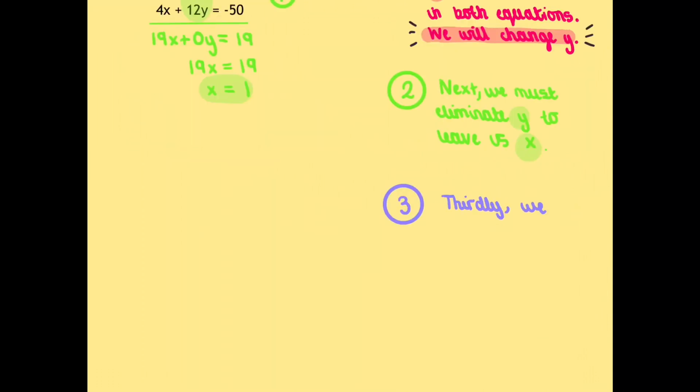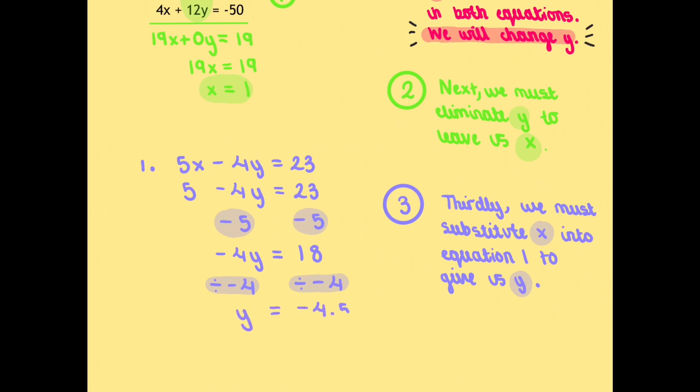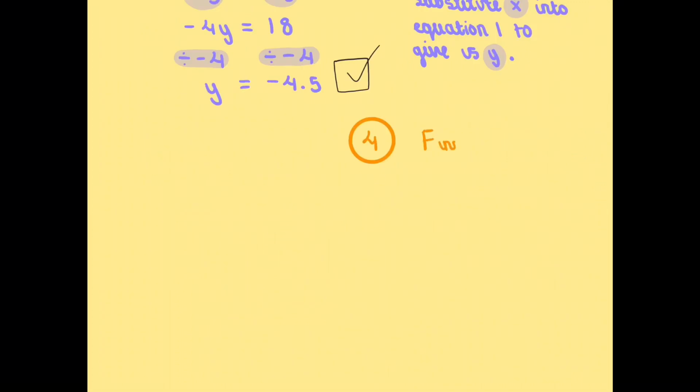Thirdly, we must substitute x into equation 1 to give us y. X equals 1, so 5 times 1 is 5. 5 minus 4y equals 23. Minus 5 on both sides because left-hand side equals right-hand side. Minus 4y equals 18, and you divide each of them by minus 4 to give the value of y, which is minus 4.5. So now you have both the values of x and y. X equals 1 and y equals minus 4.5.